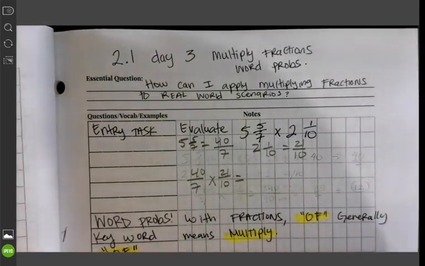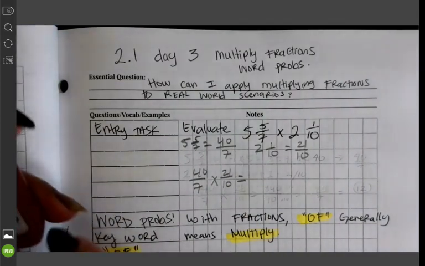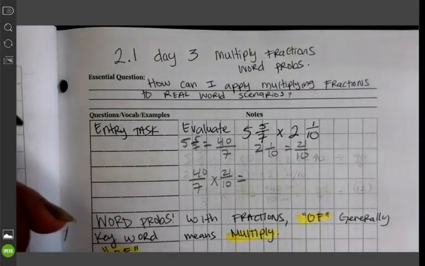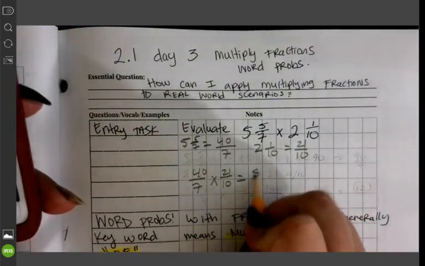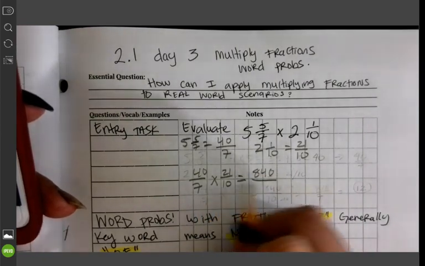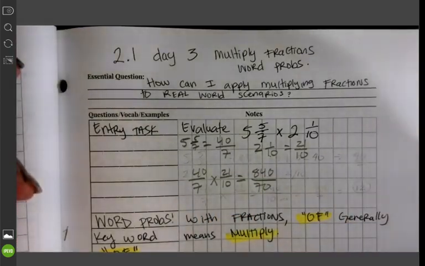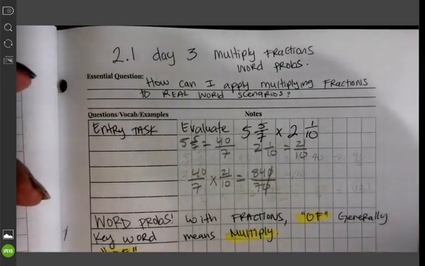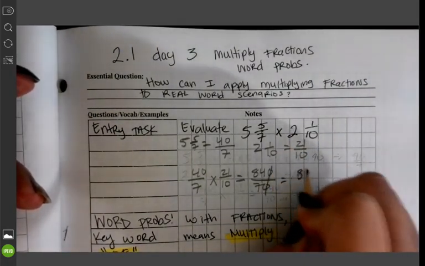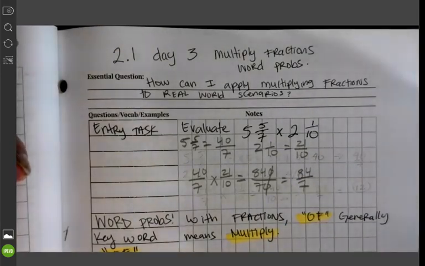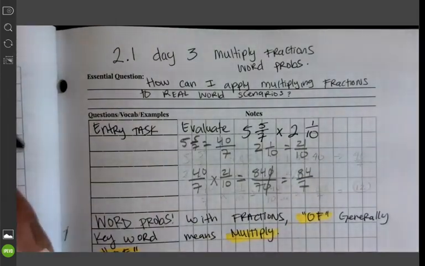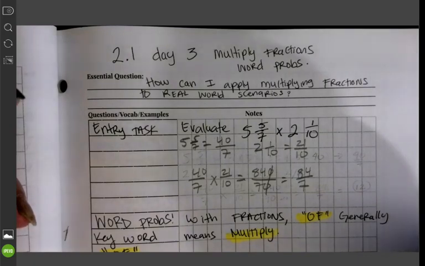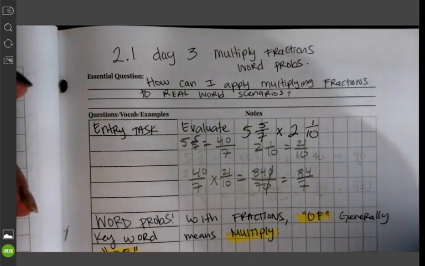Multiply across. 40 times 21 is 840. 7 times 10 is 70. I know that if they both end in 0, I can just cross the zeros out. And it's now 84 over 7. And 84 over 7, it's actually a whole number.